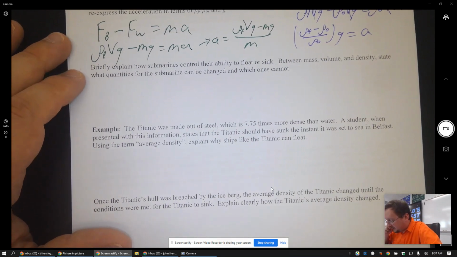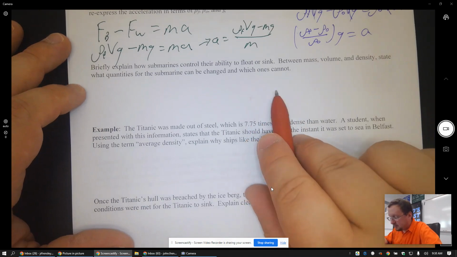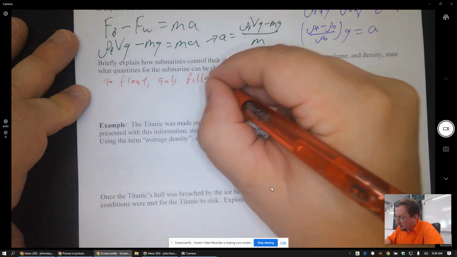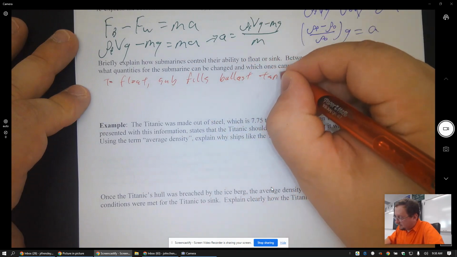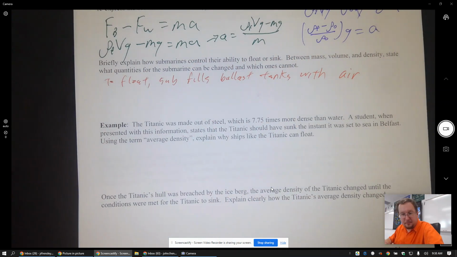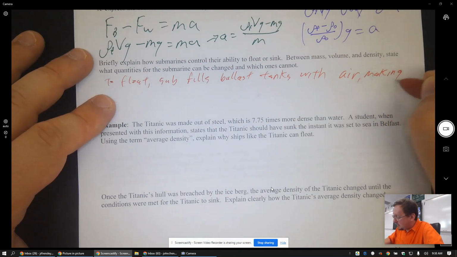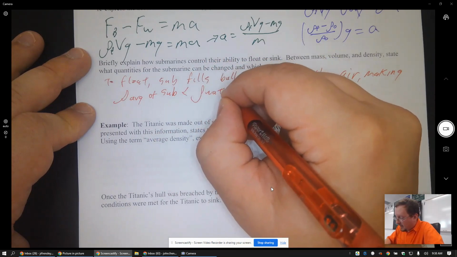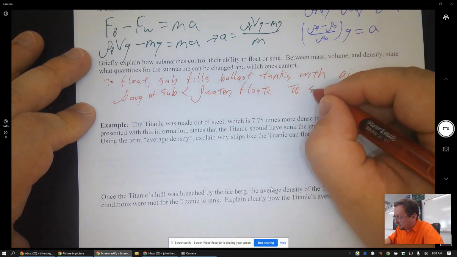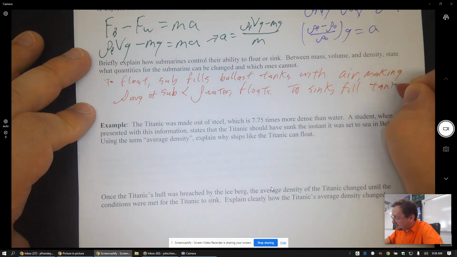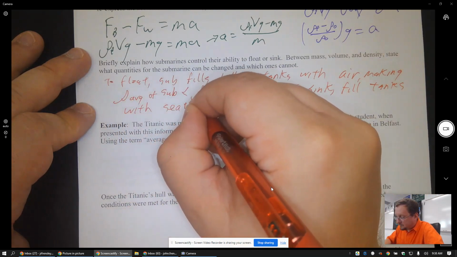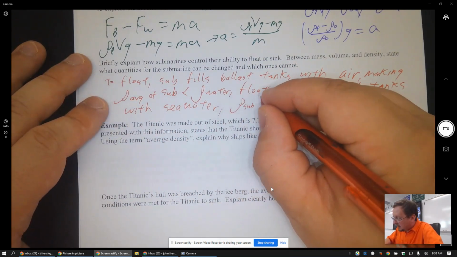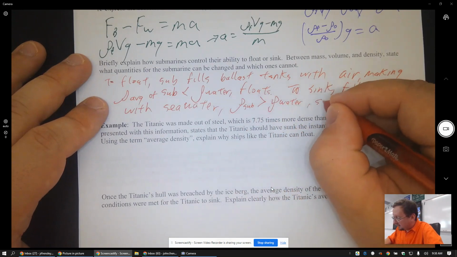Okay, briefly explain how submarines control their ability to float or sink between mass, volume, density. To float, the submarine fills what are called ballast tanks with air, usually from compressed air tanks, making the average density of the sub less than the density of water, so that it floats. But to sink, you fill the tanks with seawater. You just open the tanks, let the air out, and the seawater flows in. The density of the sub is now greater than the density of water, and then the sub sinks.